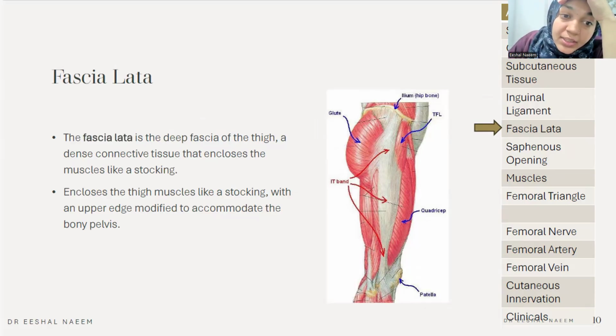So the fascia lata is a deep fascia of the thigh, a dense connective tissue that encloses the muscle like a stocking. Now, this fascia lata and some fibers from the gluteus maximus muscle.